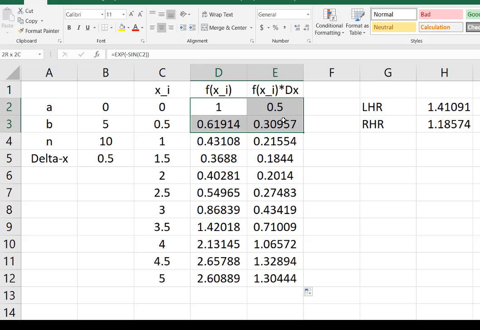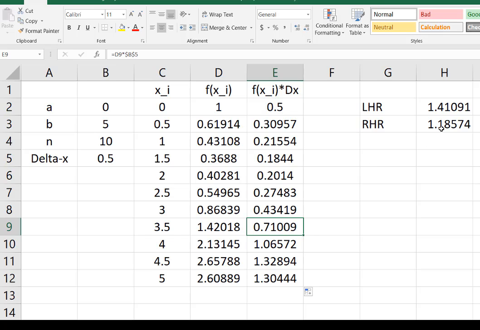But these calculations are coming along for the ride when we copy those down as well. So this value right here is e to the negative sine of this value, and this is the f of x value to its left times delta x. And remember, delta x is now 0.5. So 0.71 is 1/2 of 1.42.